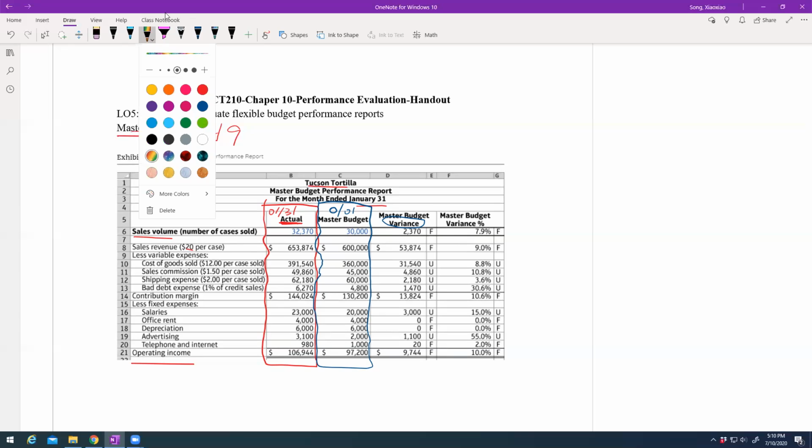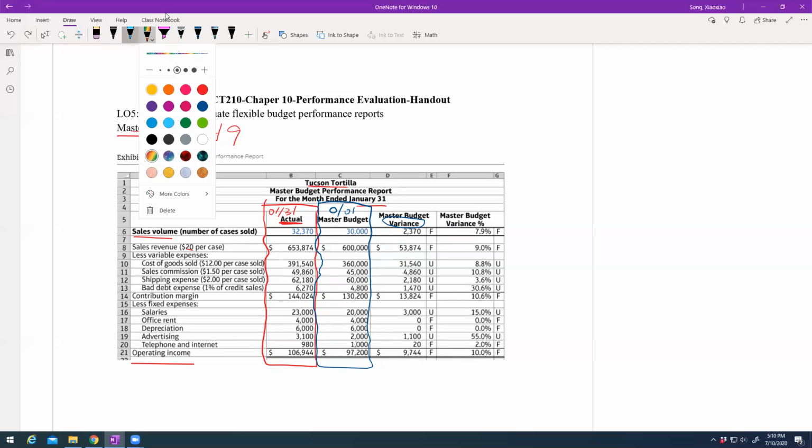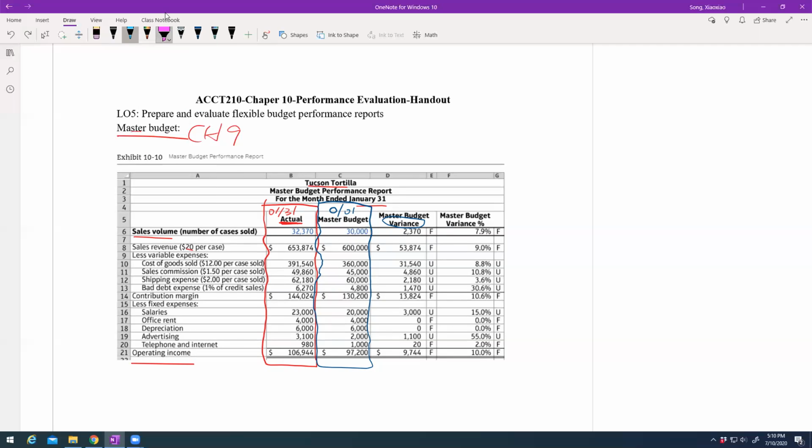So now let's look at each item and say what the variance looks like. I still use the rainbow, I like it. For the sales volume, you budgeted 30,000. Hey, this color is too strong, right? We don't want it. Sorry. Let's see if I have a better color. Sorry about that. Okay, I still use the traditional.